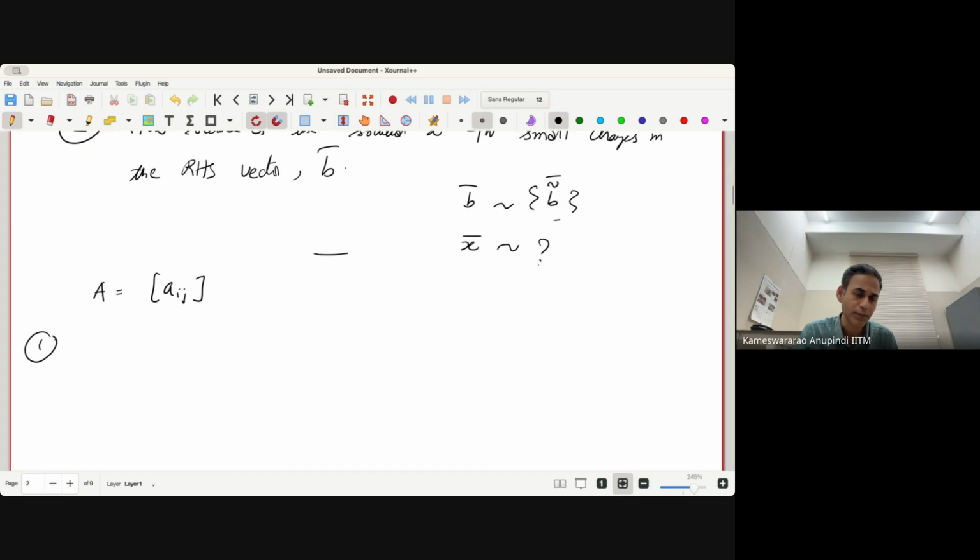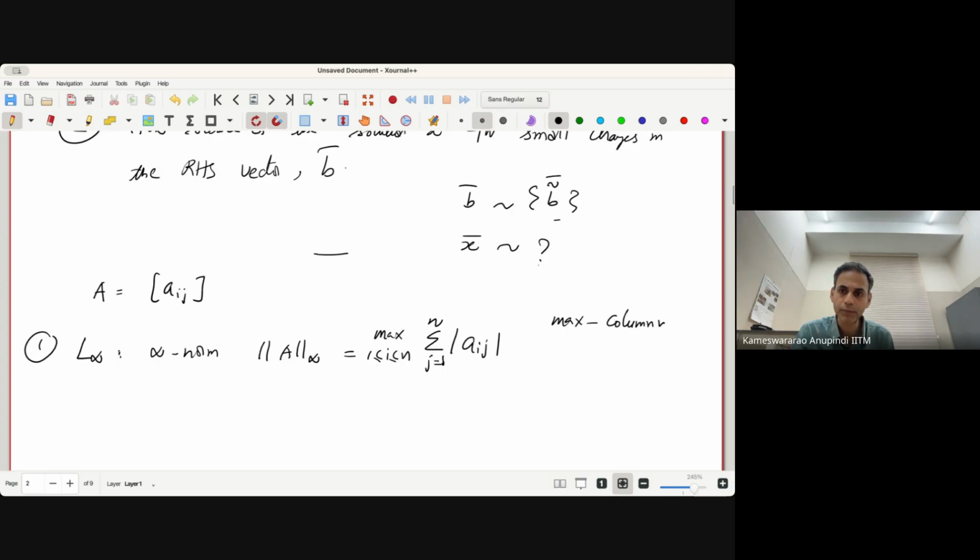Okay, so we can define something known as the infinity norm, the L infinity norm. This is how it is denoted: the norm of A sub infinity equals the sum of the modulus of Aij over j equals 1 to n, and then take the maximum value of that over i less than or equal to n. So this is basically the maximum column sum.